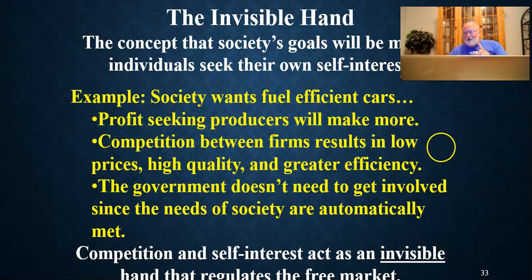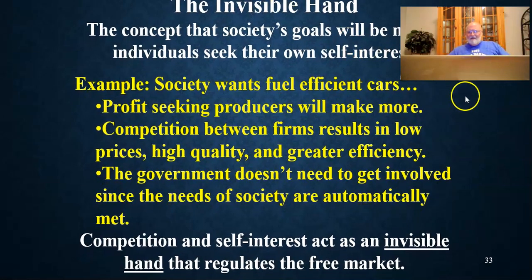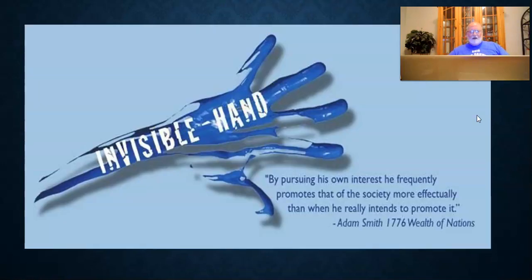That is the beauty of the market. And I am not even going to act like I'm unbiased and don't believe in this. Now, there are examples where it doesn't work. Let's go on. And here's the deal. Adam Smith is the guy behind this. By pursuing his own interest, he frequently promotes that of the society more effectively than when he really intends to promote it.